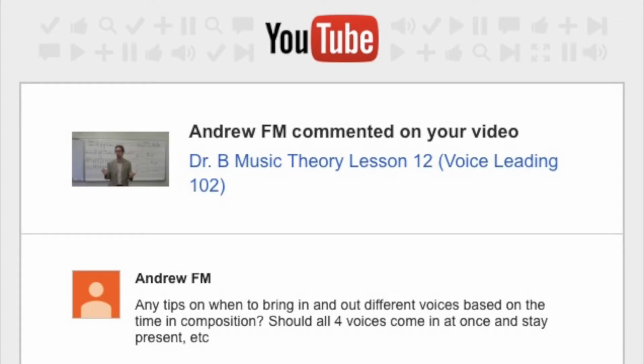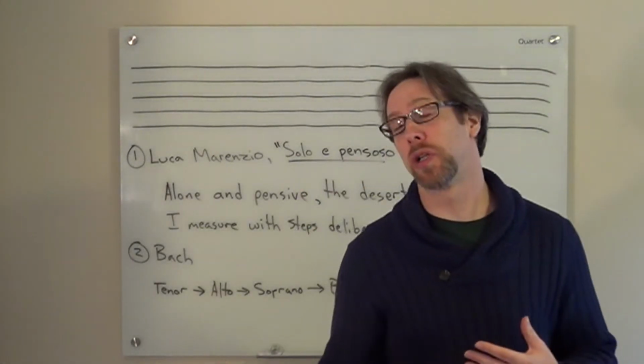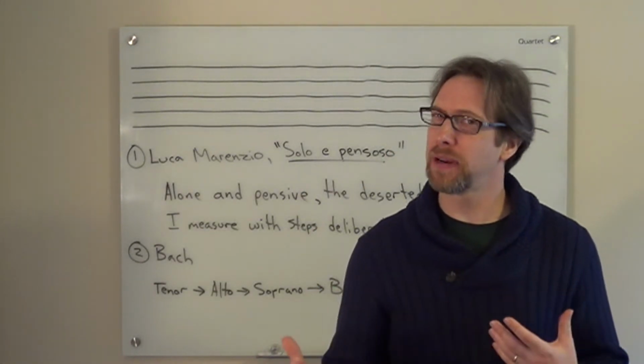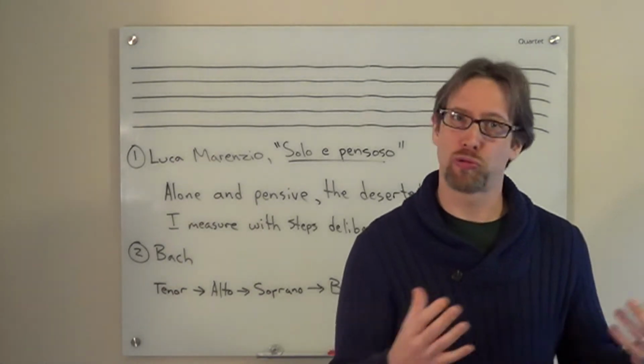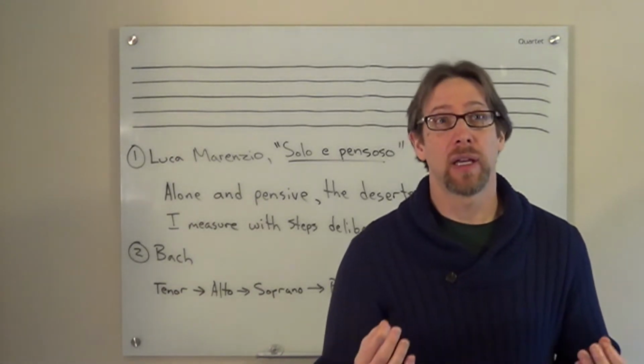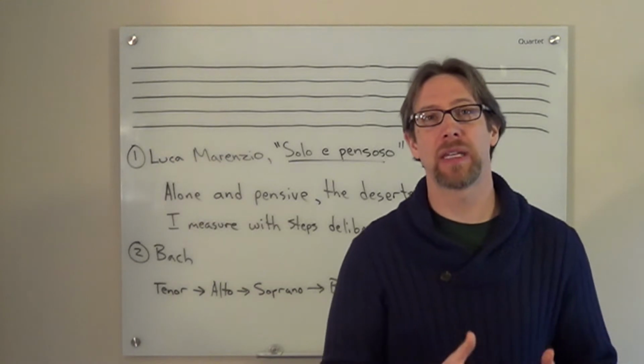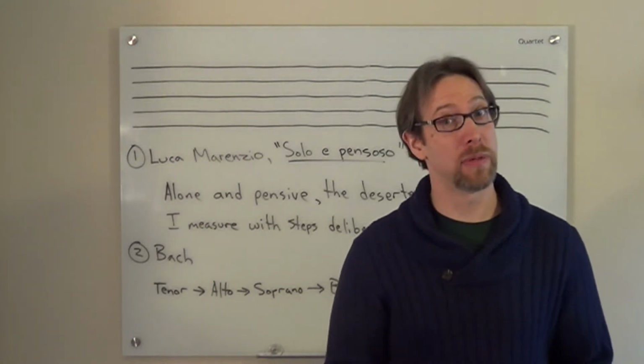His first question was based on Lesson 12, Voice Leading 102, where he wrote, any tips on when to bring in and out different voices based on the time in composition? Should all 4 voices come in at once and stay present, etc.? Well, that's a great compositional question. It's not quite a music theory question in the sense that there's a right or wrong answer to that. It's somewhat going to be dependent on what you're trying to achieve in the music.